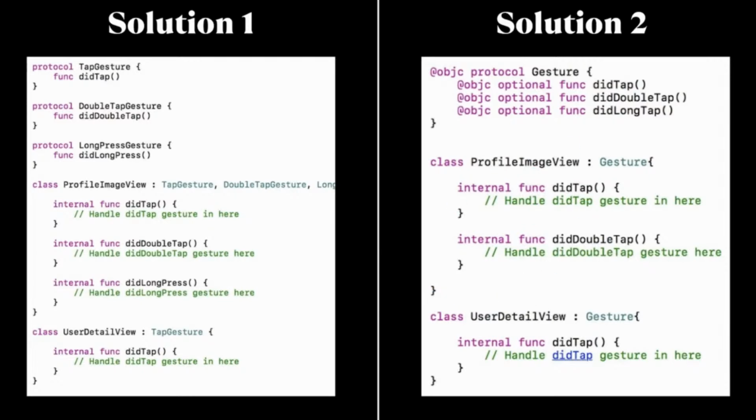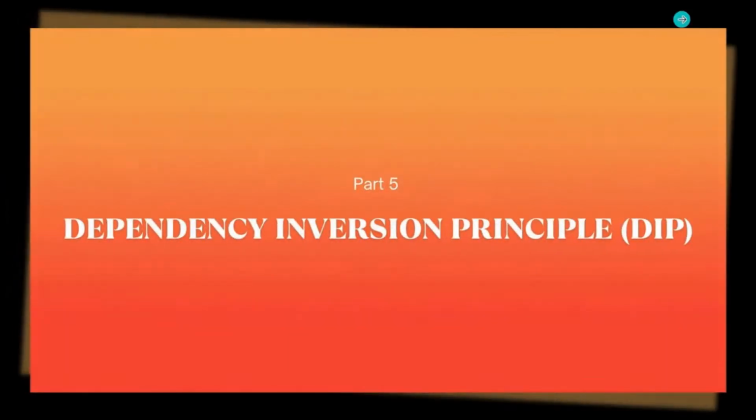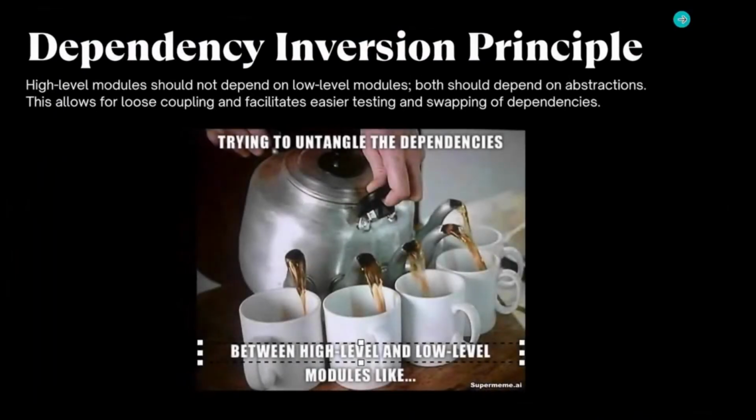Our final principle is the dependency inversion principle. It suggests that high level modules should not depend on low level modules. Instead, both should depend on abstractions. This approach promotes loose coupling between components and simplifies tasks such as testing and swapping of dependencies.